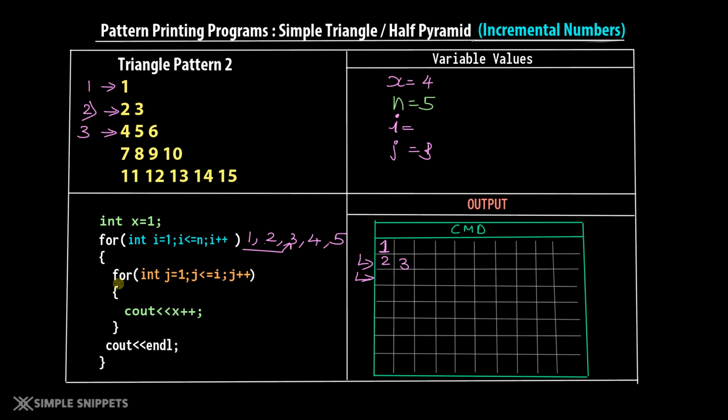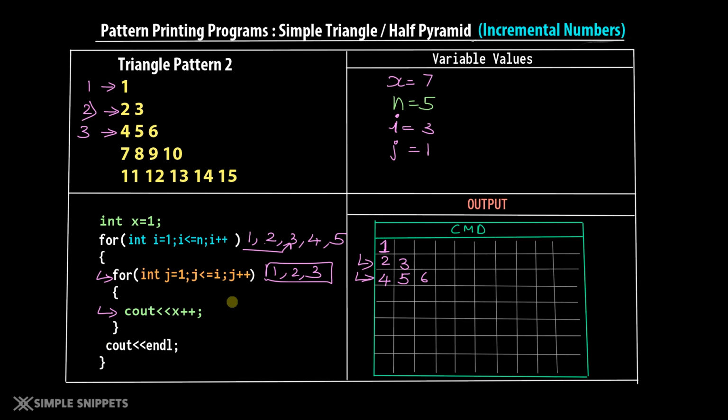When I is 3, the inner for loop will run 3 times, starting from j equals to 1 to 3, correct? So 1, 2 and 3 are the values that the j will take. And then you're simply gonna print cout x plus plus, x is 4, print 4, 4 gets incremented to 5, then 5 is printed, 5 gets incremented to 6, then 6 is printed for the third time because the inner for loop is running 3 times, and then 6 is incremented to 7. Alright, so after running 3 times the inner for loop will stop working.